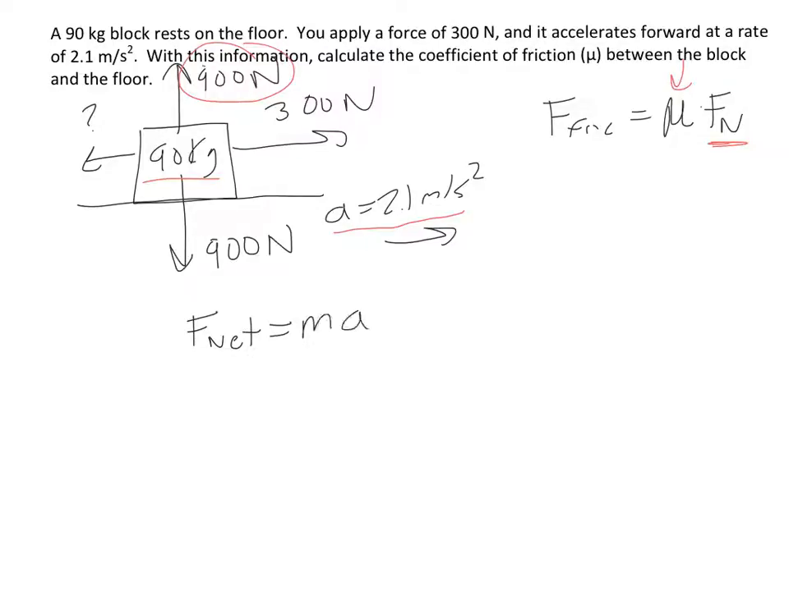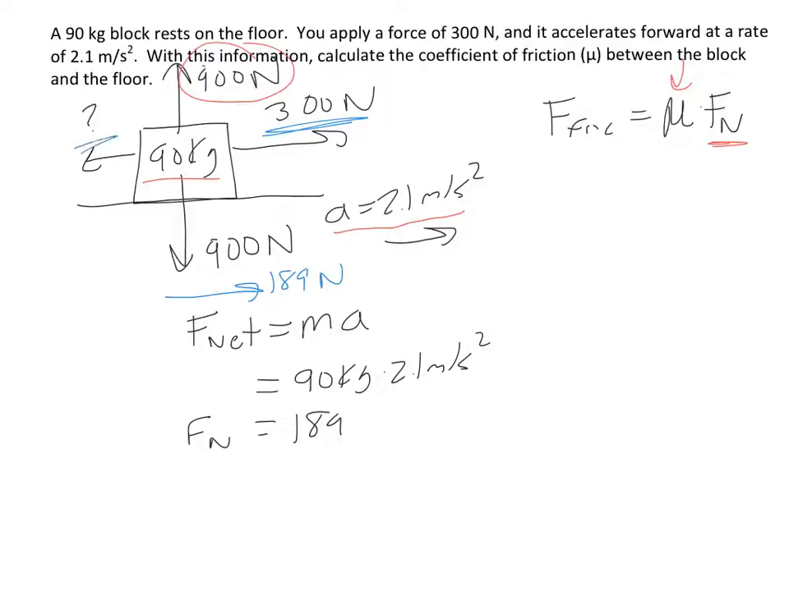So the second law says net force is mass times acceleration. So the mass of the block is 90 kilograms. The acceleration is 2.1. So if I multiply those out, 90 times 2.1, I get 189 newtons. So that means that the net force on this block is 189 newtons. So I'll draw that, the separate arrow to the right. So I am applying a force of 300 newtons. Friction is pushing against me, and I get a net force of 189.